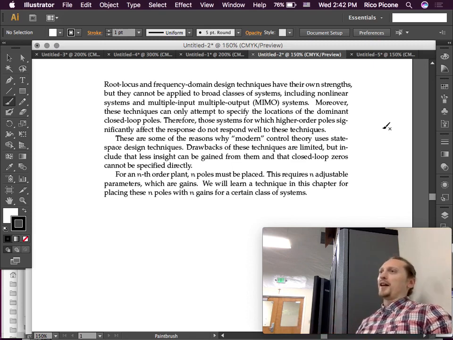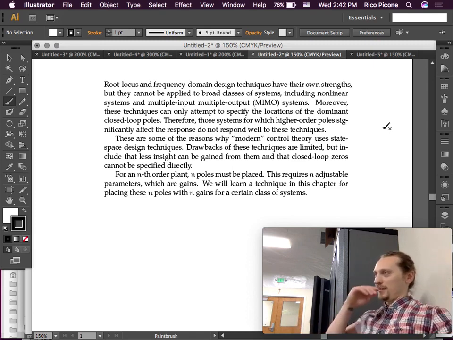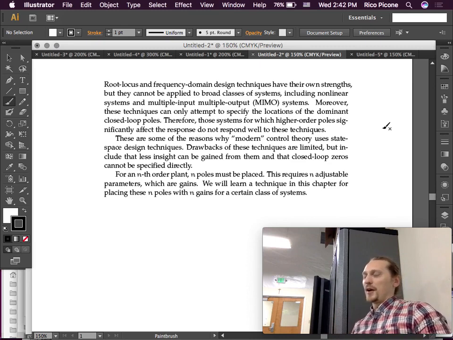So keep that in mind when we do this design, that you might be able to say this is where I want my poles to be, but if you really want your poles to be there, then you're going to have a system that can provide power.